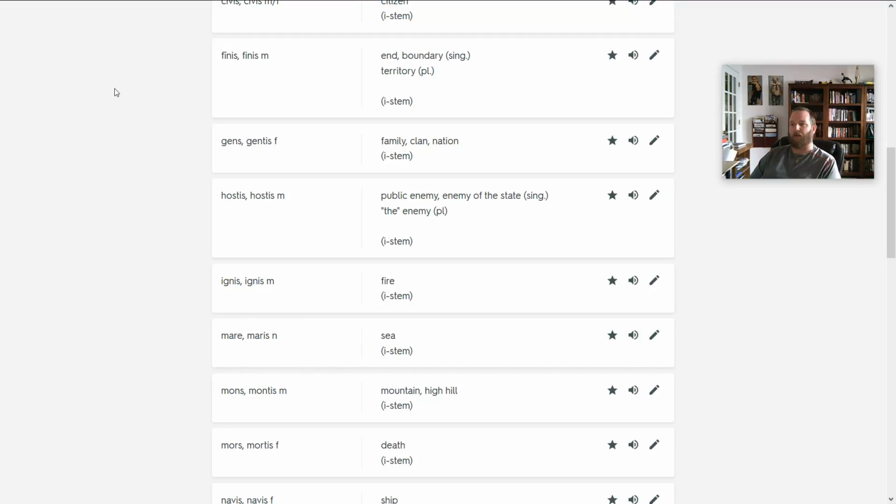Let's see, the next word here is gens, gentis, feminine, which means family, clan, or nation. Notice how some of these third declension words are feminine, some are masculine, some are neuter. There's all three genders involved here. So gens, gentis is a family, a clan, or a nation. And some derivatives here would be, there's a few.